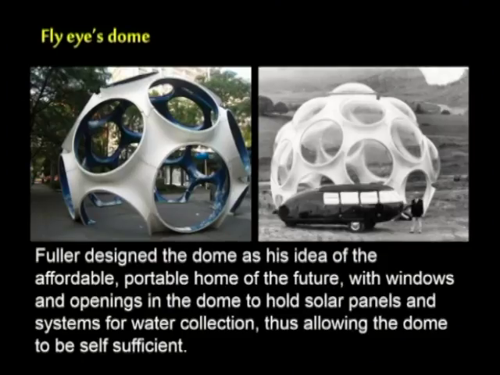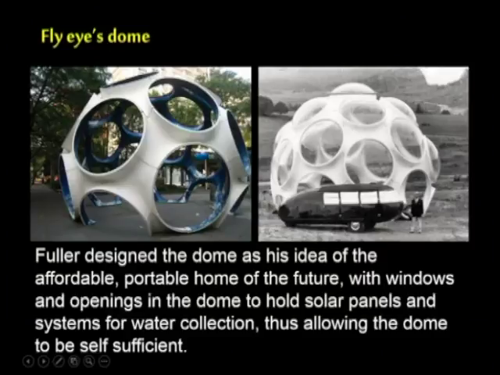Another interesting concept which we need to understand while we are studying Richard Buckminster Fuller is the fly eyes dome. This is how the dome looks. It's called a fly eyes dome because of enormously large bulging eyes that look very similar to those of a house fly. Fuller designed the dome as his idea of the affordable, portable home of the future.